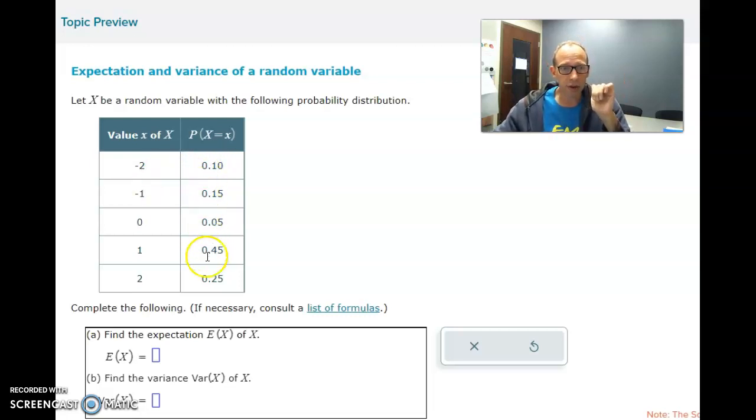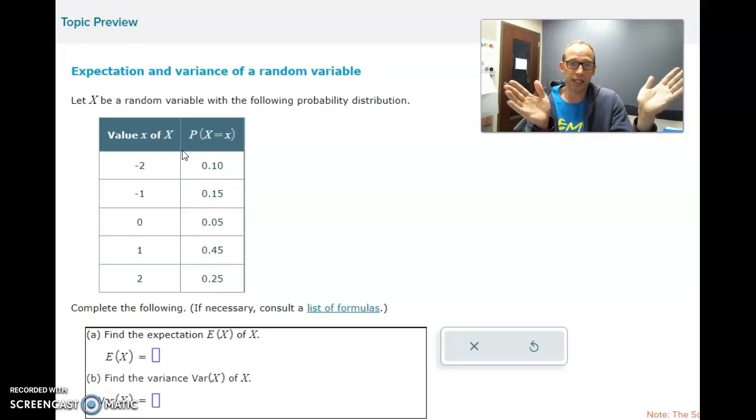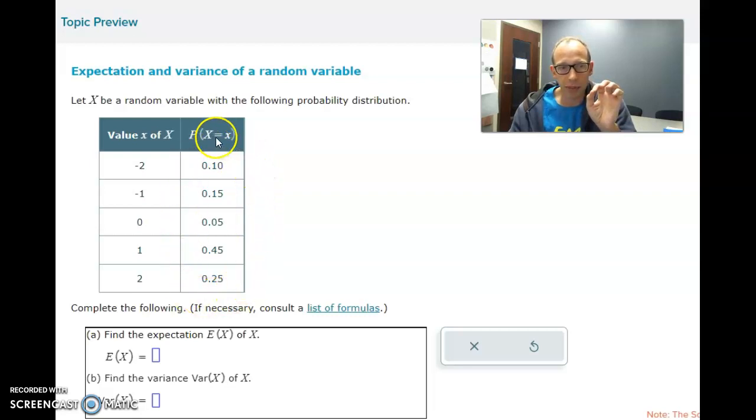So notice all these probabilities, to be a valid probability, they have to be between 0 and 1. But the values that x takes on could be anything. It doesn't have to be whole numbers either. It could be pi or something like that. But we do have to have all the probabilities between 0 and 1, and to be a valid distribution, these numbers have to add up to 1, which they do in this case if you check them out. All right, so we need to come up with the expectation, the expected value, and the variance.